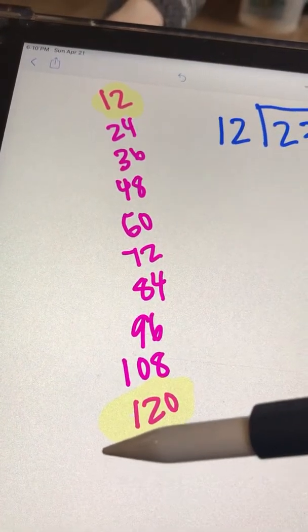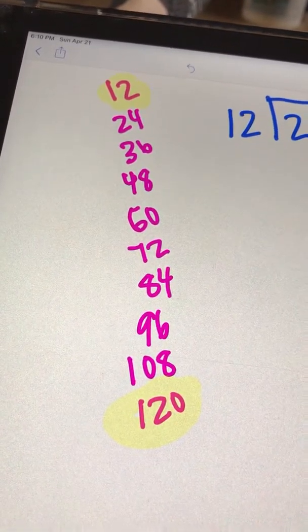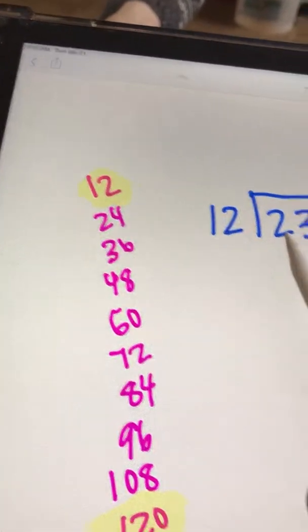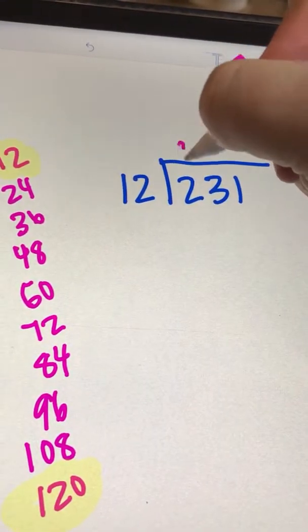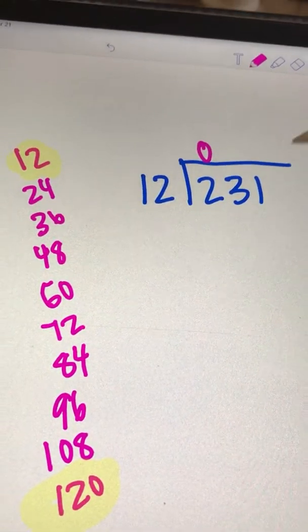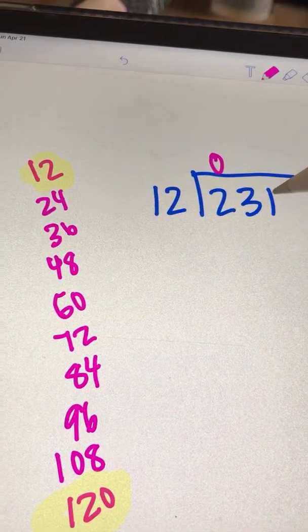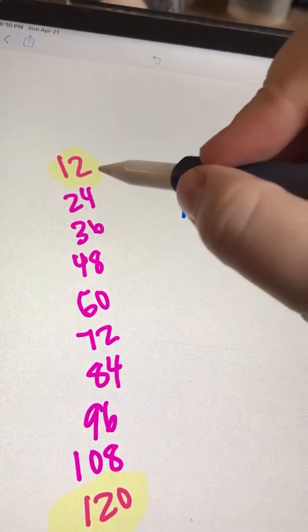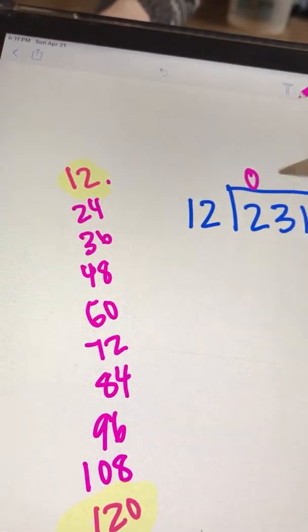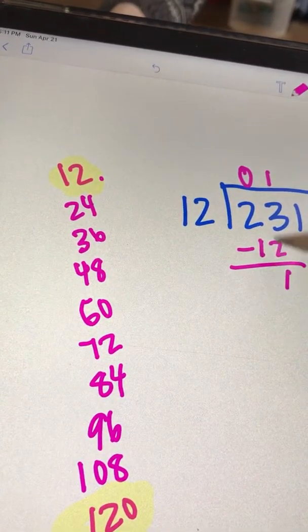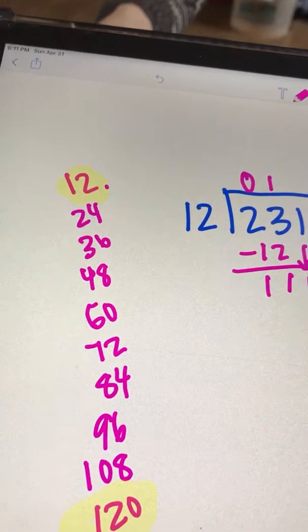Now I can use this list just like I would use my multiplication table to do the division problem. So 12, as we know, does not go into 2. I'm going to put my 0 there as a placeholder so that I don't get my place value messed up in the quotient. But 12 does go into 23. Look, it goes in one time, not 2, because 24 would be too big. 1 times 12 is 12, subtract, bring down.